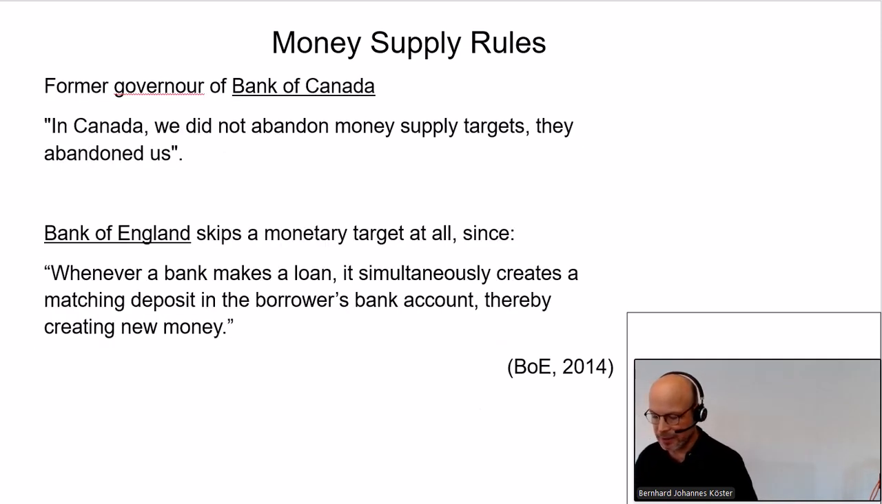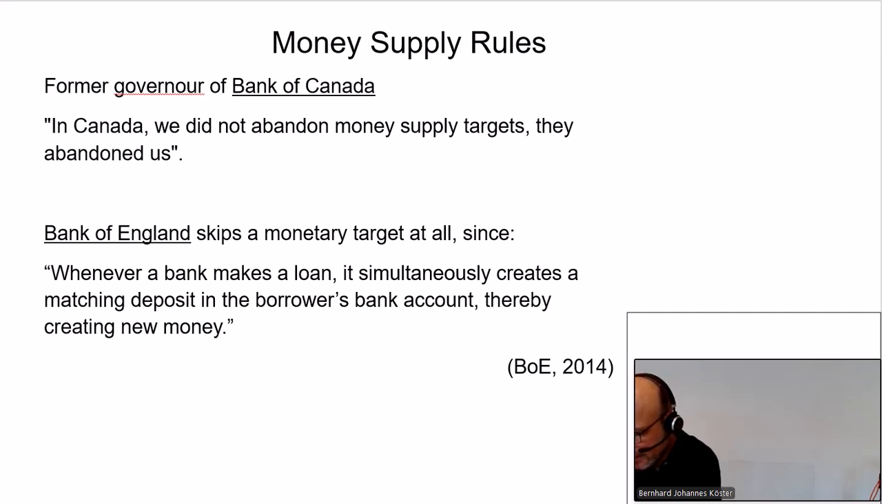And because of this, some central banks in the world really said, well, we do not look at money anymore because we cannot steer it. And here is one quote of the governor of the Bank of Canada: In Canada, we did not abandon money targets, they abandoned us. So we do not find it reliable in practice anymore. Or the Bank of England, they also skipped this monetary target in general.